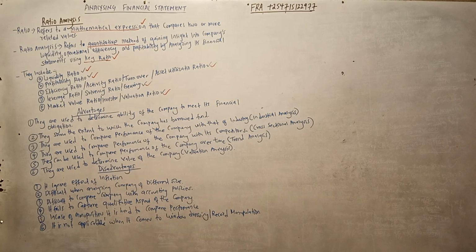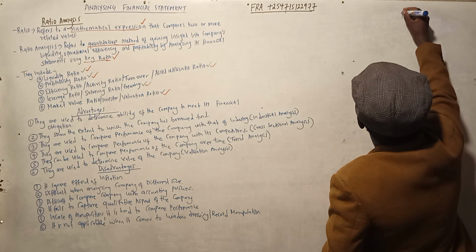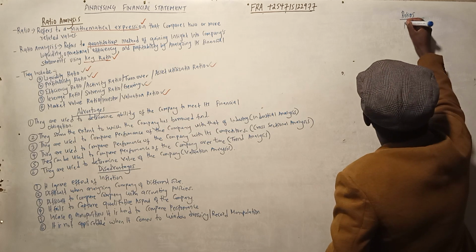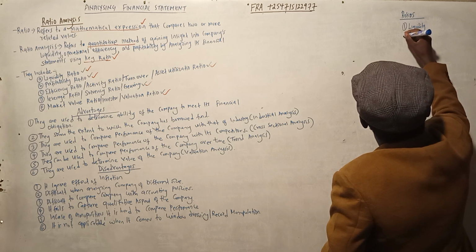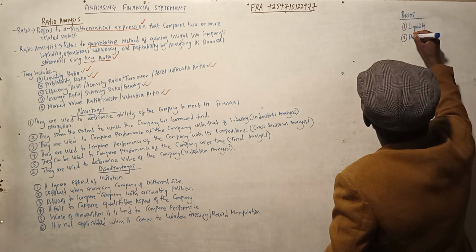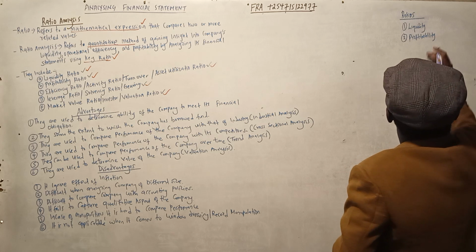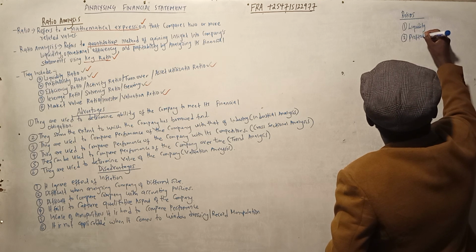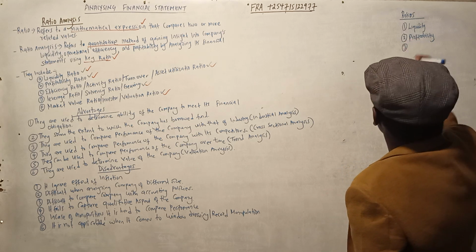So we shall start with the first one. It's not necessary we follow the order, but let me write them here so that once we finish, we take them. Number one, we have liquidity. Number two, we have profitability. Then we have the efficiency.